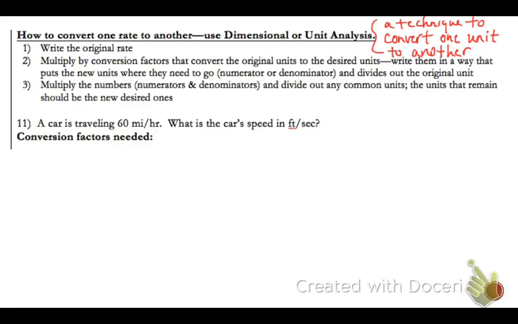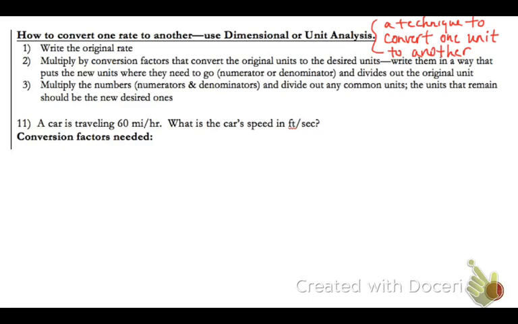So the first thing is you write your original rate. Then you multiply by conversion factors that convert the original units to the desired units. You write them in a way that puts the new units where they need to go. So you think about numerator and denominator, and you want to divide out the original units. And then finally you multiply the numbers, numerators and denominators, you divide out any common units, and then the units that remain will be your new desired ones. So let's just jump in and do an example, and hopefully this will become clear to you.